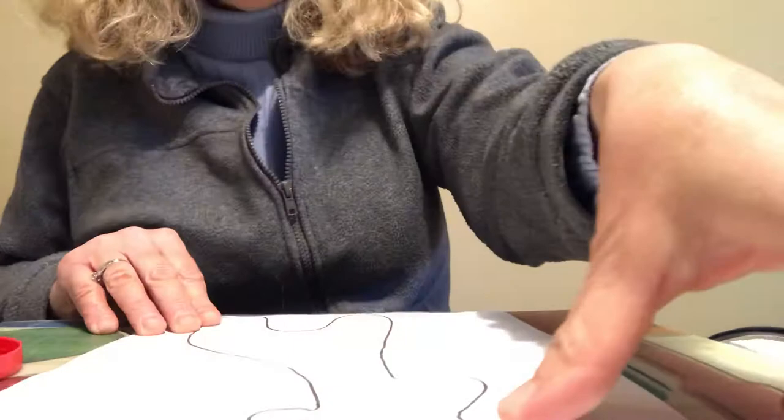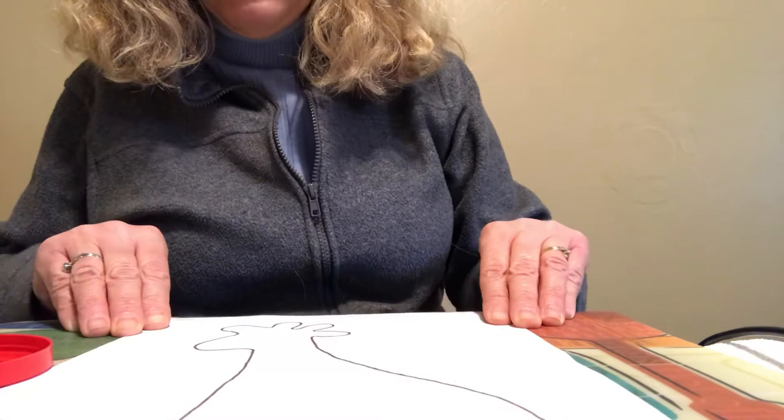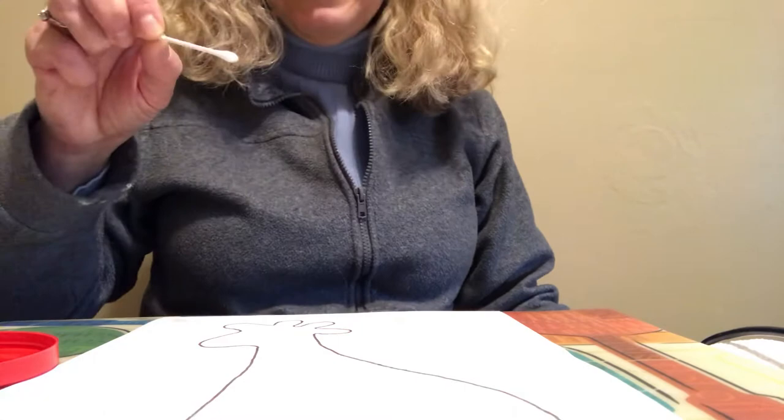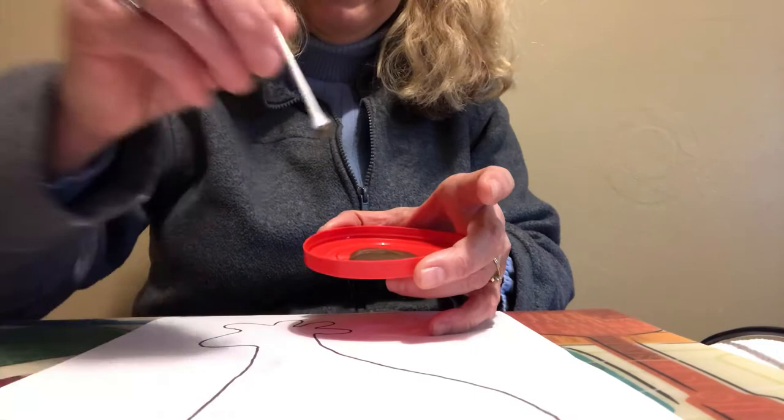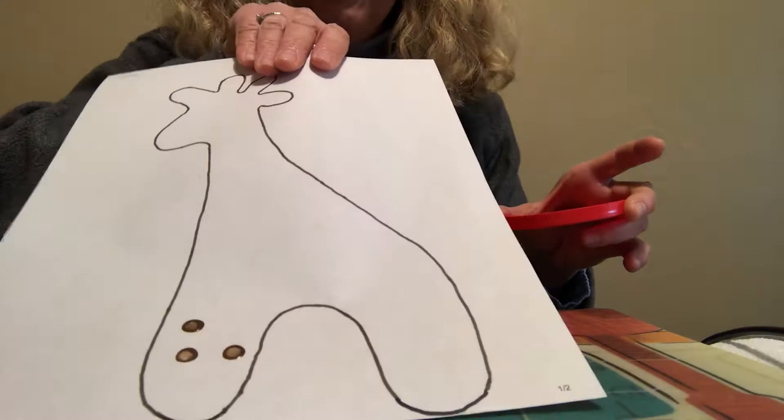So here's my giraffe, and like I said, I decided to do mine with circles, so I went on a circle scavenger hunt. Of course, the easiest thing was a Q-tip, and I'm just going to dip that in my paint and make some Q-tip dots. I can see right now that you can't see what I'm doing, so I will hold it up, and there's some Q-tip dots.